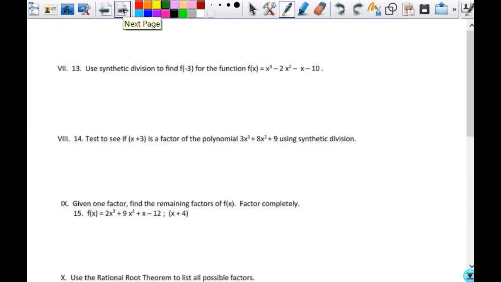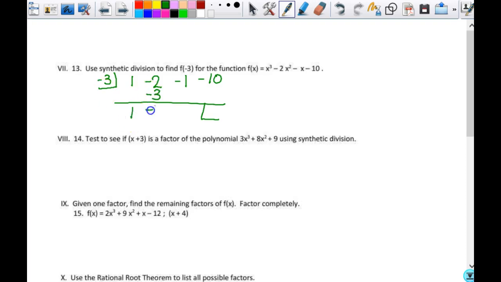All right, next page. I'm going to use synthetic division to find f of negative 3 for the function. So technically, this is called synthetic substitution when you do that, but it's still basically what synthetic division looks like. So we're using negative 3, and then I've got my coefficients of 1, negative 2, negative 1, and negative 10. Okay. Here's my remainder. So bring down my 1. It's negative 3 times 1 is negative 3. That's negative 5. Negative 3 times negative 5 is a positive 15. That gives me 14. 3 times 14 is 42, but that's a negative 42. So I end up with a negative 52.